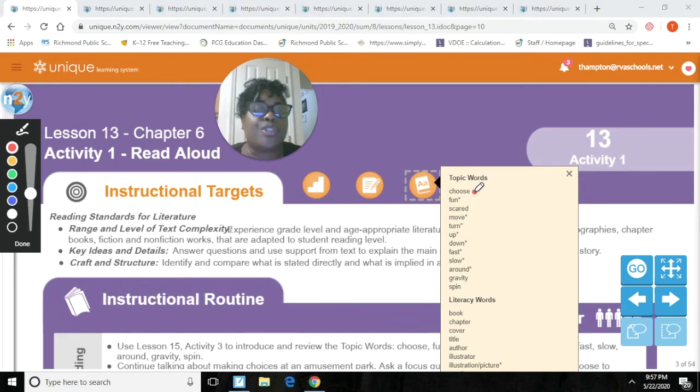Our first word is choose, fun, scared, move, turn, up, down, fast, slow, around, gravity, spin, okay?